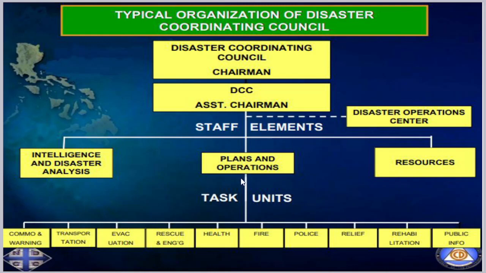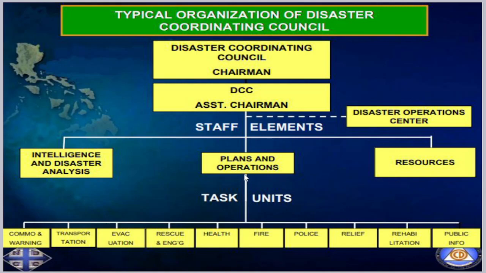Okay, this is a table that is very specific, no? So we have here typical organization of disaster coordinating council. So let's start with the disaster coordinating council chairman, followed by the assistant or DCC assistant chairman. And then we have the disaster operations center. And then we have three staff elements. The first one is intelligence and disaster analysis. So, yan yung kanilang work, okay, for analysis of the disaster. And then the second one is for the planning of operations, so plans and operations. And the third one is for the resources.